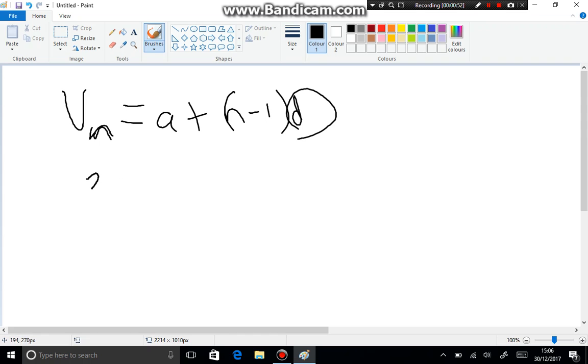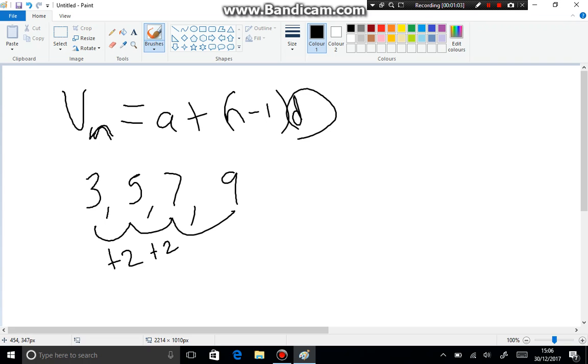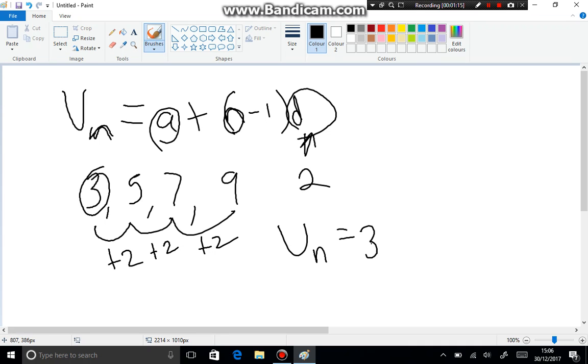If we have a series 3, 5, 7, 9, the difference between each of them is plus 2, plus 2, plus 2. So d in this case is 2. n is the term number that you want to find, and a represents the first number, which in this case is 3. So the formula is un is equal to 3 plus n minus 1 times d, which is 2.